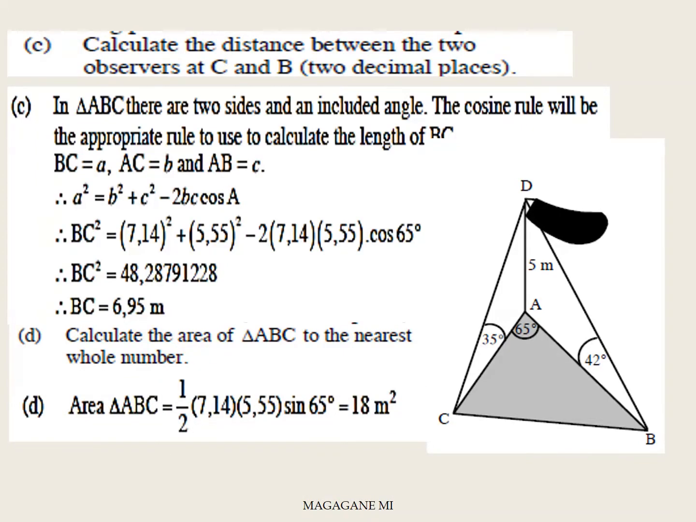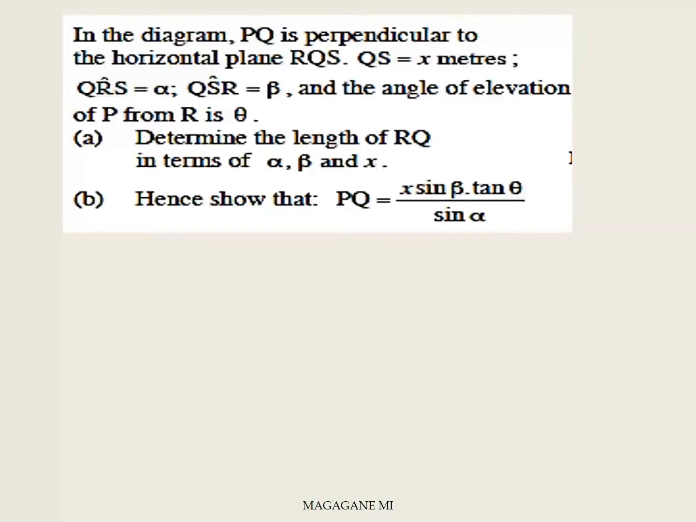The next question, calculate the area of ABCD to the nearest whole number. Since we are calculating the area, we're going to apply the area rule. Area rule, half AC times AB sine A. Then we substitute, and it gives us 18 meters. Let's look at the next question.